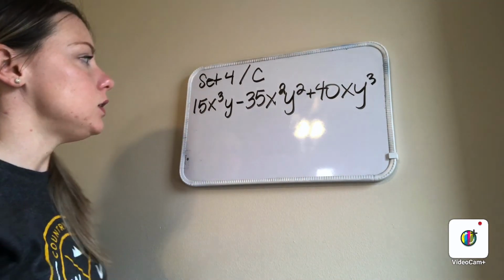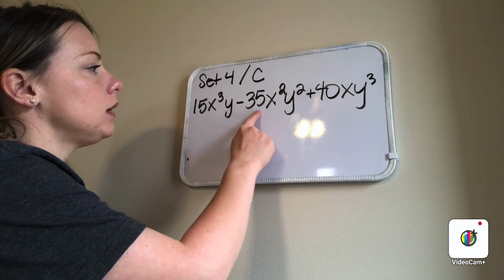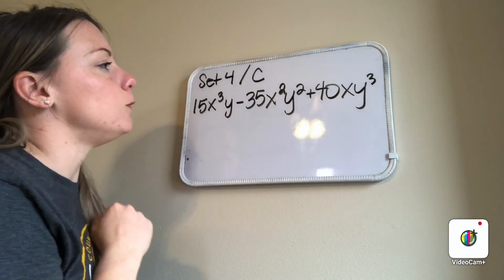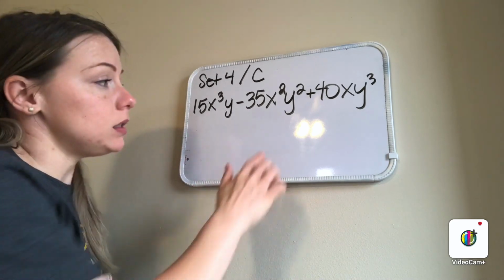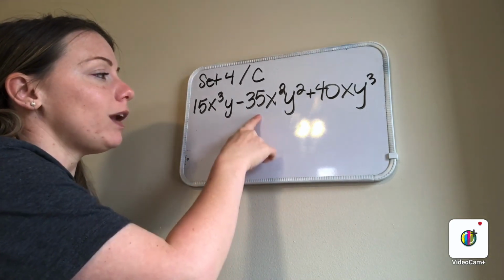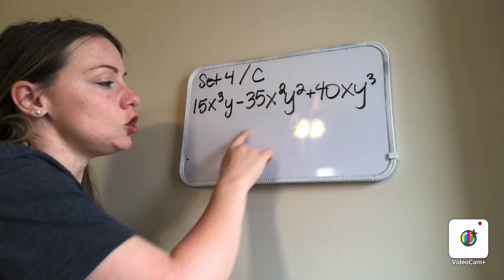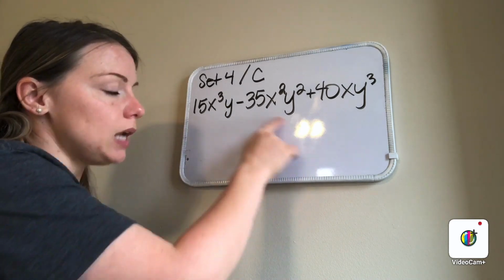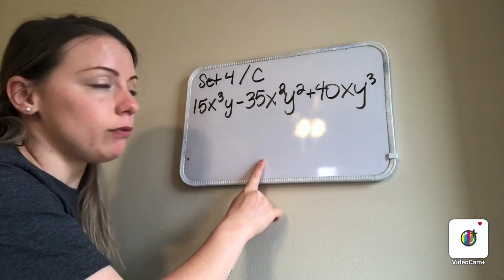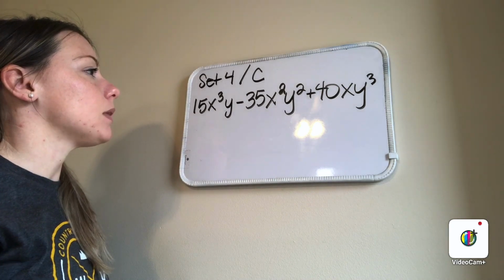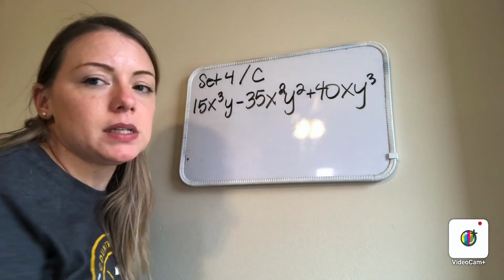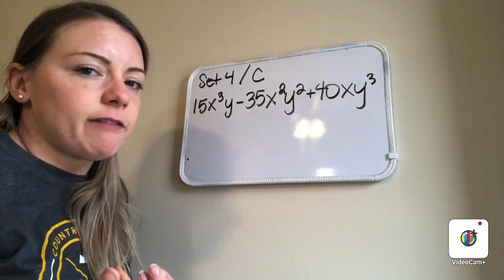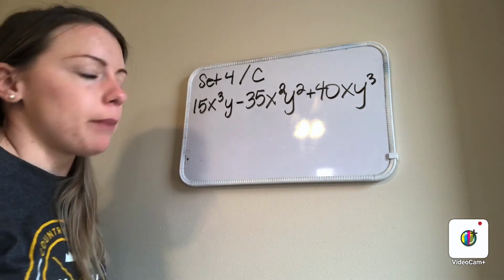All right, so I have 15, negative 35, and positive 40. So when I factor this out, I need to also consider that this is negative. When I factor something out, this should still remain minus or negative whatever value I have. And I say that because if all of these happen to be negative, then yes, you'd go ahead and factor out a negative, but this is not that problem.